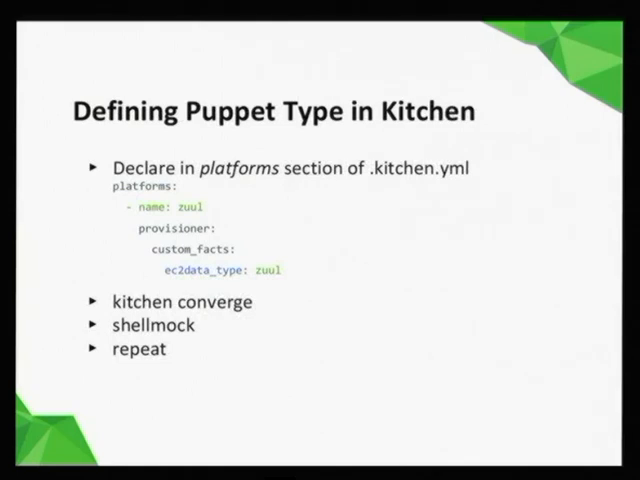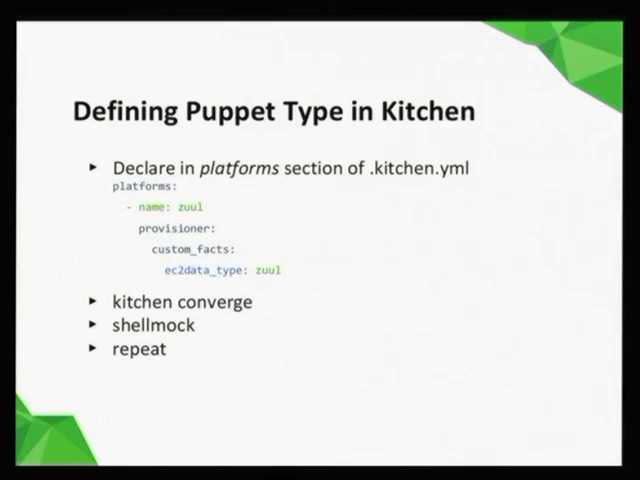So how to actually define a Puppet type in Kitchen? So Puppet type, in our meaning, is just server role, instance role. It's not a kind of Puppet resource type, it's just an instance role in our infra code, our implementation. So we have this control entry point called EC2 data type, which is the name of a role or type, basically.